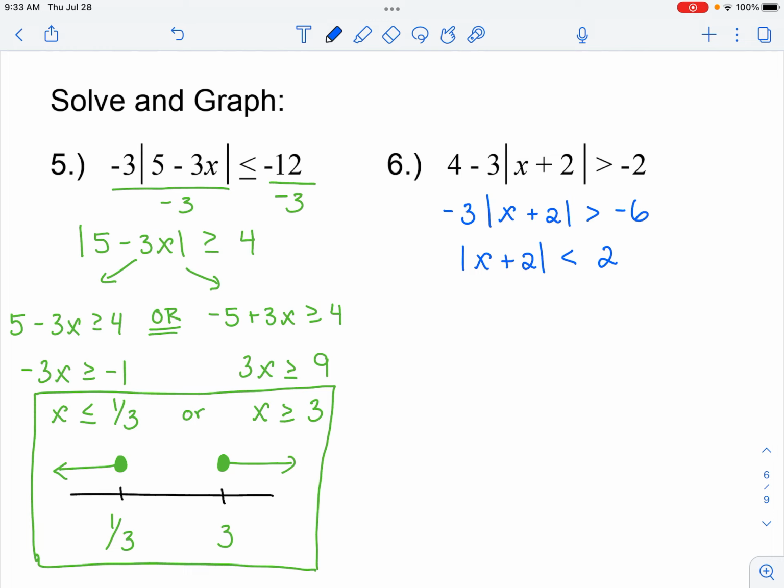The reason that inequality flipped around was because, again, I was dividing by -3. So I flipped it around. So now I'm going to break into 2 cases.